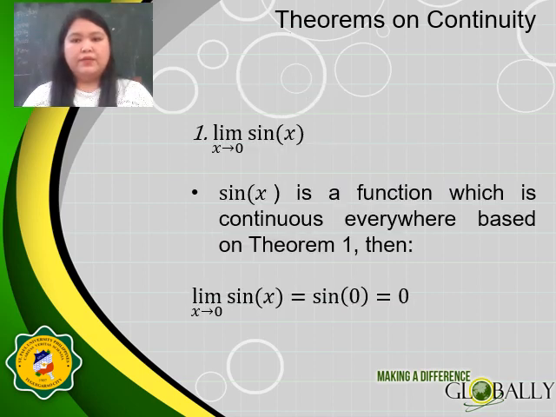So first, we have the limit of sine x as x approaches 0. Sine x is a function which is continuous everywhere, based on theorem number 1. So we are sure that a limit exists as x approaches 0. What we have to do is just substitute 0 into the function. So the limit of sine x as x approaches 0 is equal to sine 0, which is equal to 0.